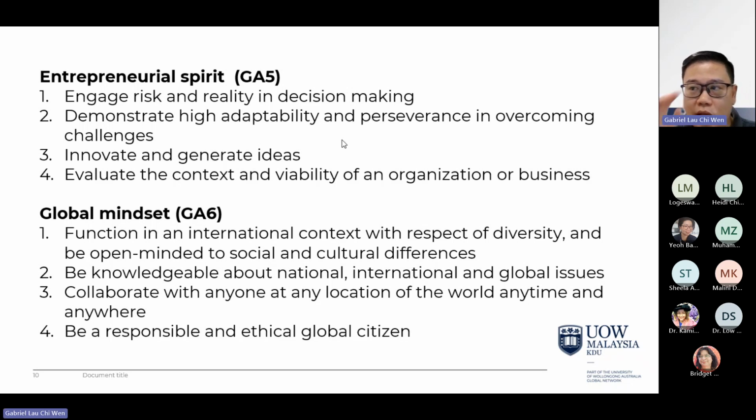And number 6, global mindset. Function in an international context with respect for diversity and be open-minded to social and cultural differences. SDG lah. Remember we were talking about SDG and how MQA already requires that anything new must have SDG. Be knowledgeable about national, international, and global issues. Collaborate with anyone at any location in the world, anytime and anywhere, and be a responsible and ethical global citizen. So these are the 6 graduate attributes that were developed for our students.